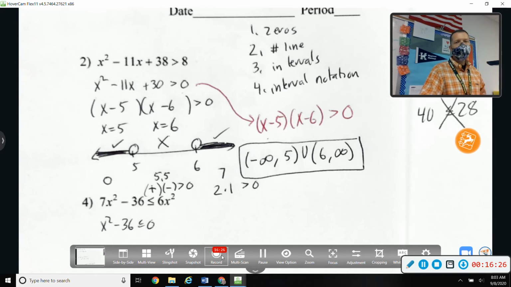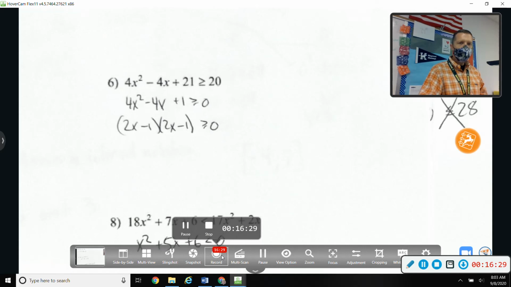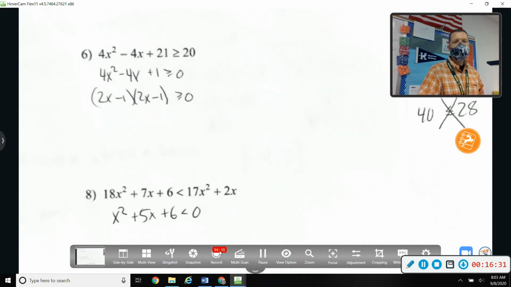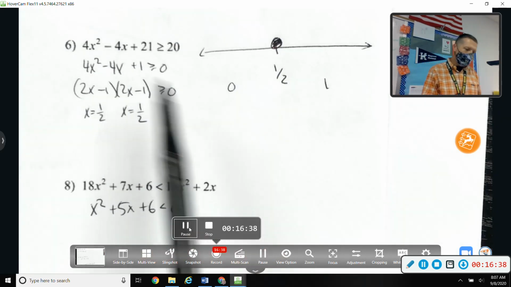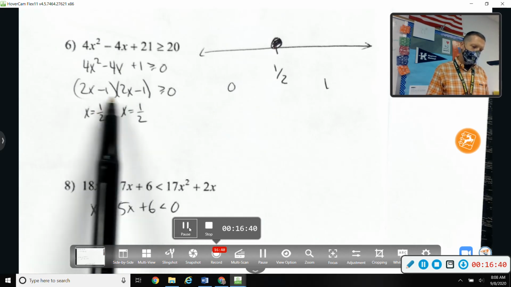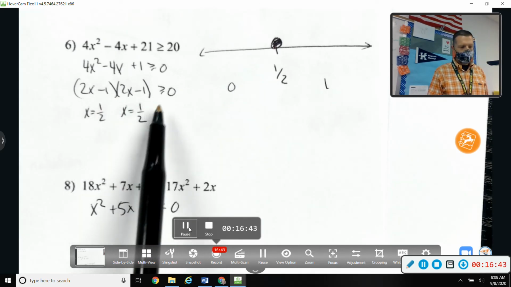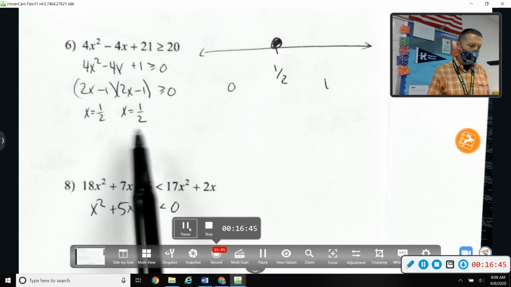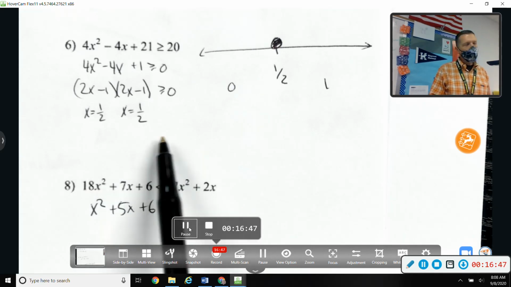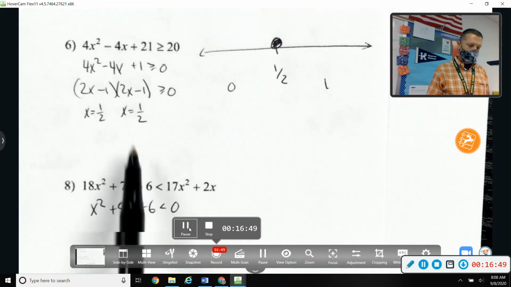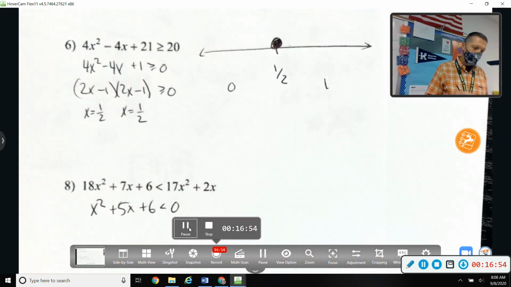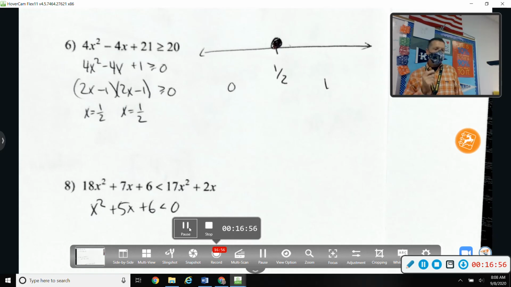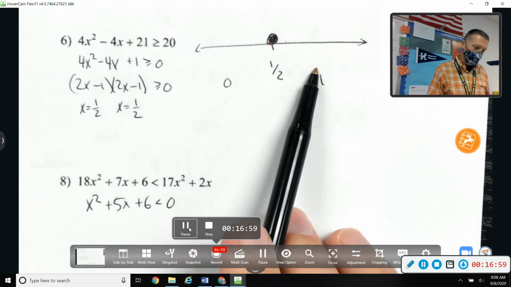All right, next one I want you to try is number 6. Oop, kind of got it started there for you. So try number 6. Okay, so move the 20 over, factor it. A little bit odd because it has the same factors, which means it has the same 0, which means it has a double root there, or multiplicity of 2. It's got this 1 point that we're going to put on the number line, which is different, but in some ways easier because now there's only 2 intervals to check.